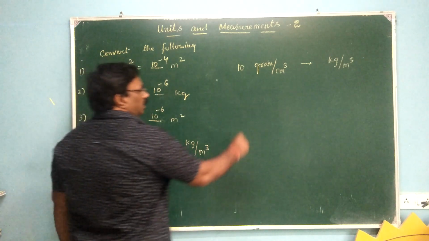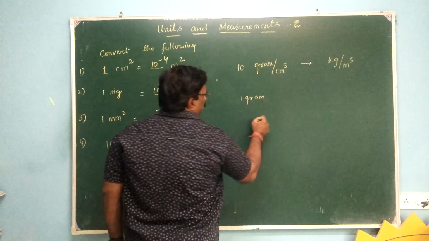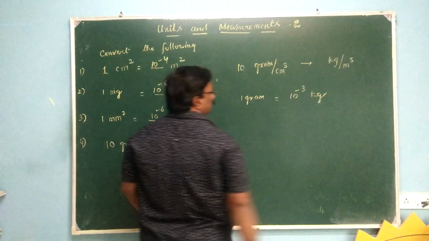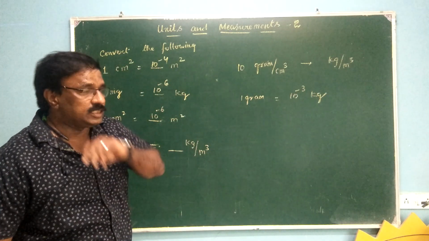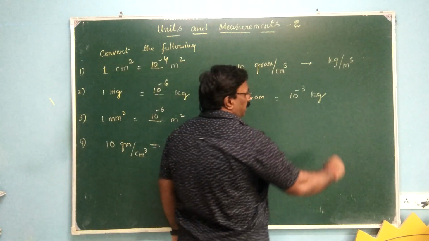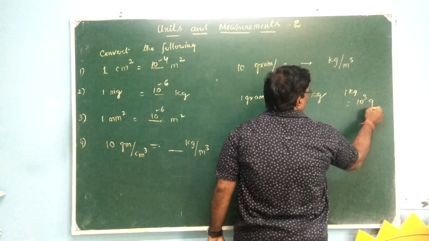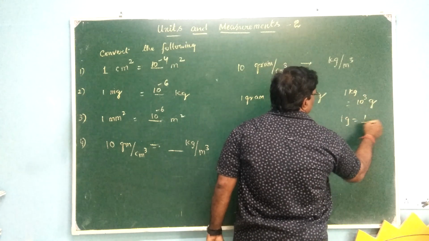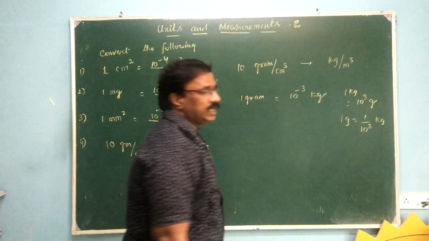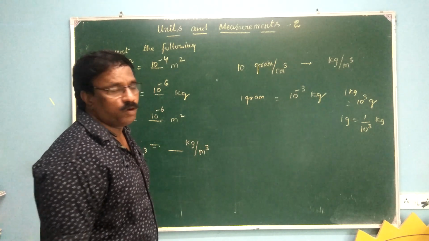So first, 10 as it is. Now 1 gram to kilogram. Just now we did, how much? 10 power minus 3 kg. 1 gram equal to 10 power minus 3 kilogram, that is 1 by 1000. 1 kilogram is 10 power 3 grams, so 1 gram is 1 by 10 power 3 kilogram, that is 10 power minus 3 kilogram. So 1 gram, if you want to replace with kilogram, multiply with 10 power minus 3.